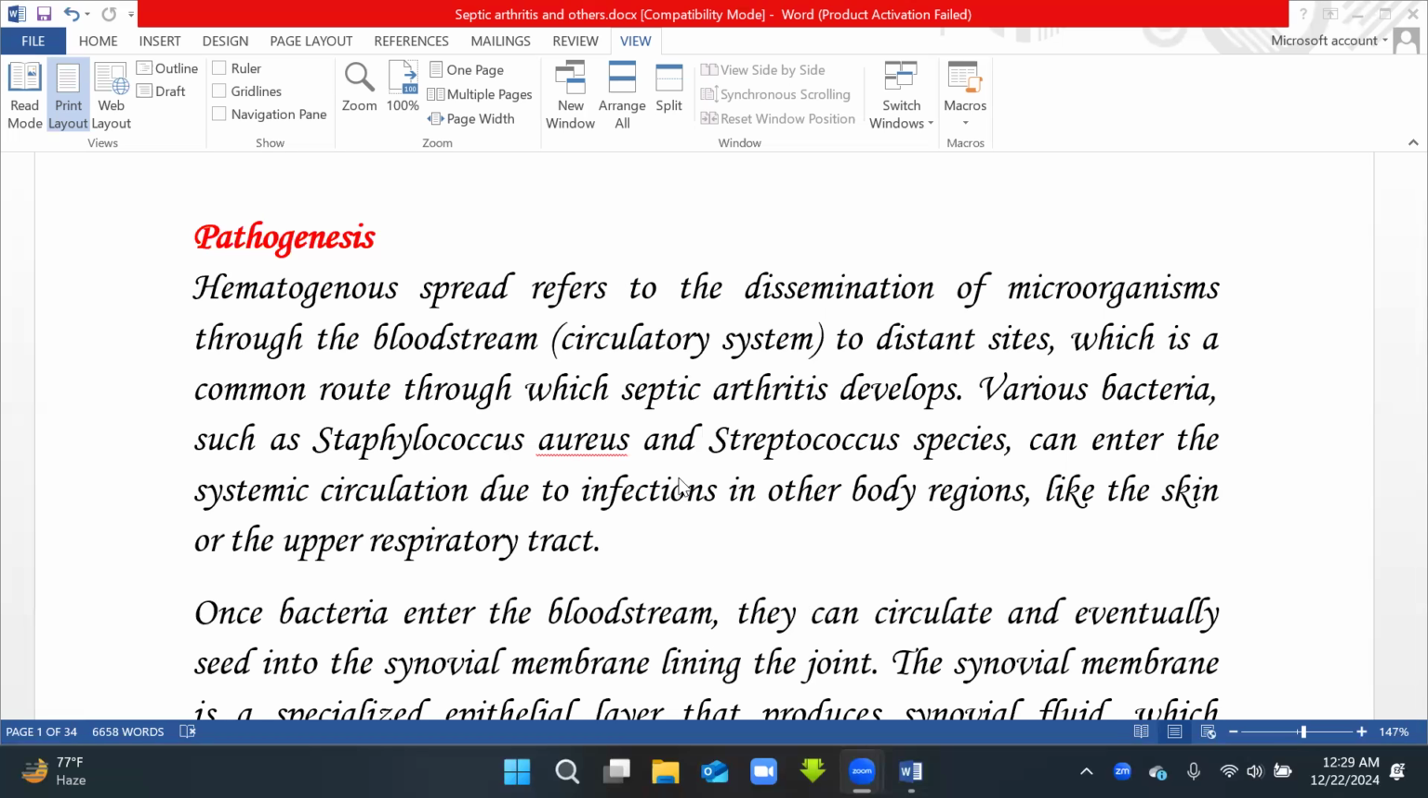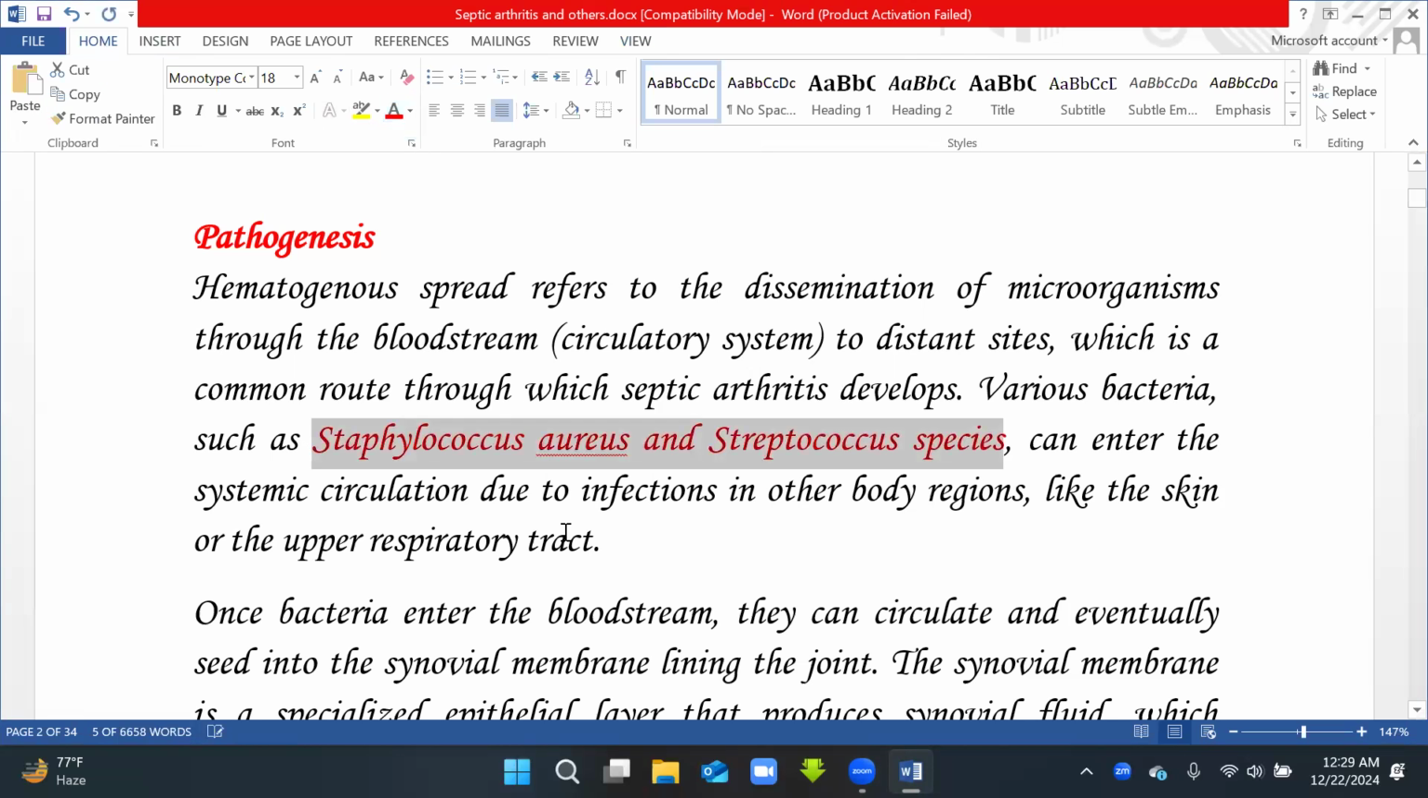Various bacteria such as Staphylococcus aureus, Streptococcus species, these microorganisms here, can enter the systemic circulation from infection in other parts of the body or regions. It could be from the skin. Maybe the skin integrity is lost, maybe from some skin diseases, or from the upper respiratory tract. So this could be the route through which these microorganisms can enter the body, Staphylococcus aureus, Streptococcus species. From there, they can migrate to the joint.